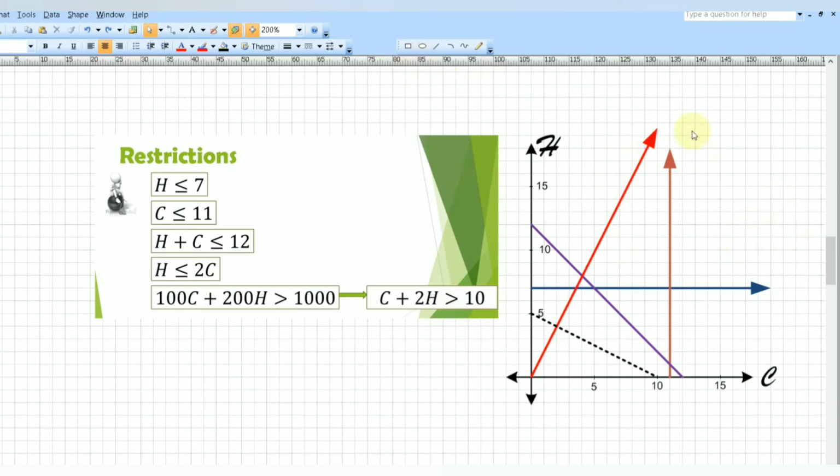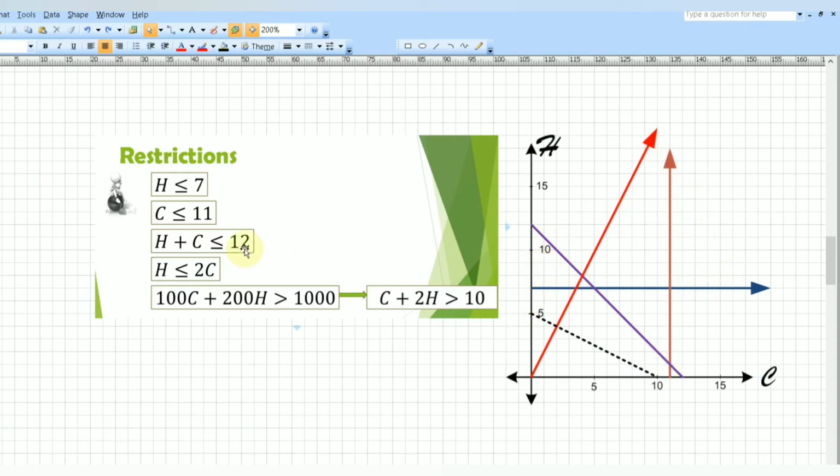If we want to shade, the first line here is h less than or equal to 7, which means the area being shaded is below the line. I don't want to show the shade, I just want you to imagine it. It is below the line, so the area above this line cannot be your feasible region. Keep that in mind. And then the next one is C less than or equal to 11. It means we shade the left area. So actually, we already have this rectangle area from these two inequalities. So this is the feasible region if we only include these two inequalities.